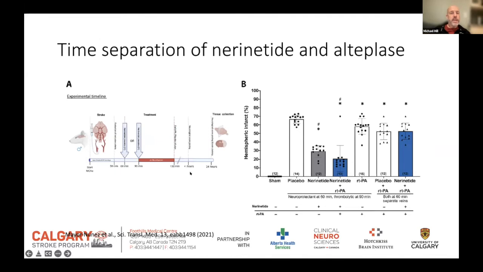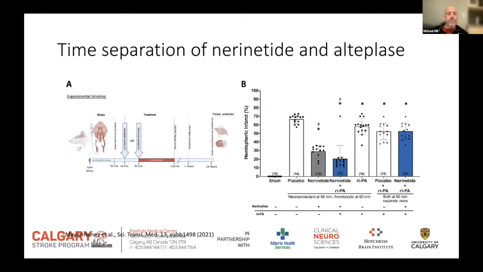Interestingly, a couple of slides here have been done subsequent to the ESCAPE-NA1 trial, again going from bedside back to the bench. If you separate the duration of time between giving the two drugs, we see this really interesting effect. So here's a rat model of stroke. It's the suture occlusion model, and look at panel B over here. These histograms represent the volume of stroke.